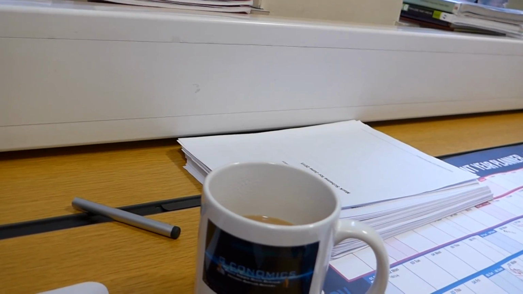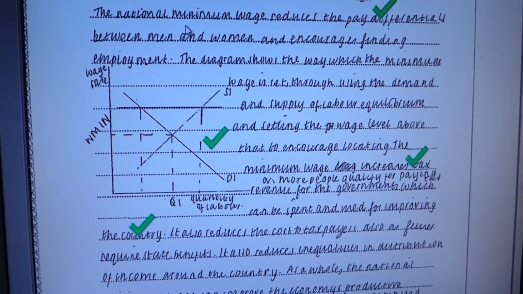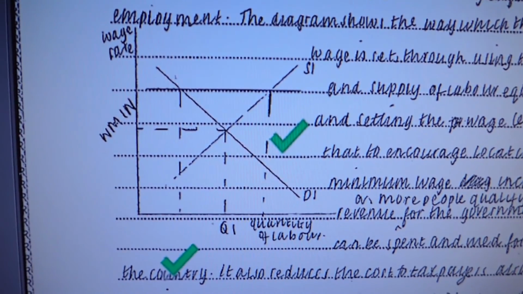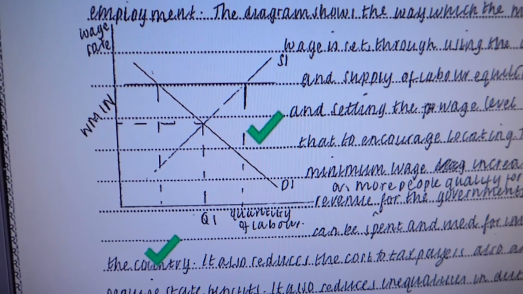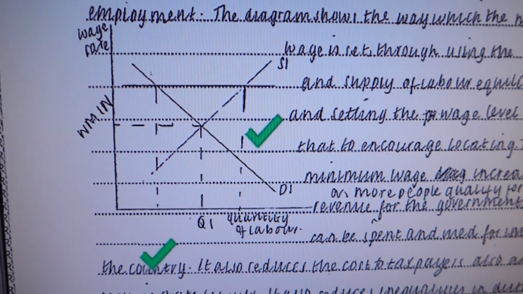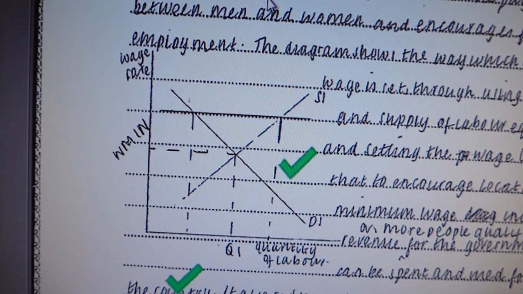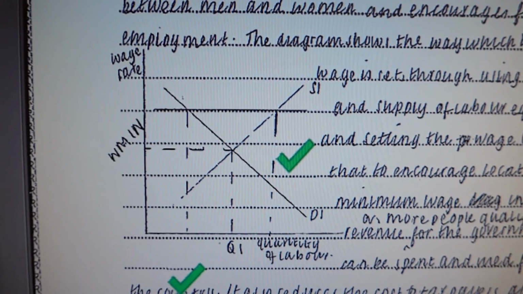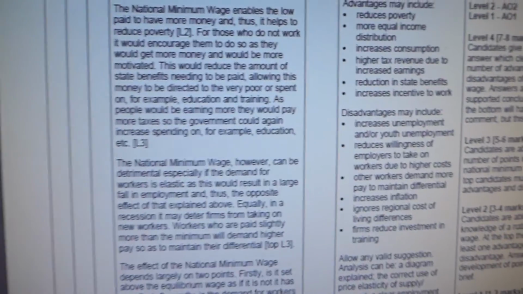Actually, ladies and gentlemen, this question is actually out of 8 rather than 12, so that previous candidate did get the full marks on this. This is the one, the diagram I was talking about. So we've got the minimum wage line above the equilibrium wage. So it'd be nice to have that, of the different things that you can have within your answers. So let's see what they say on the mark scheme.